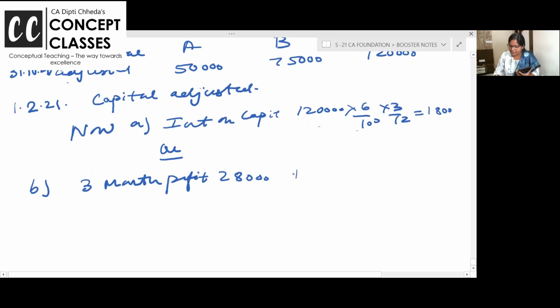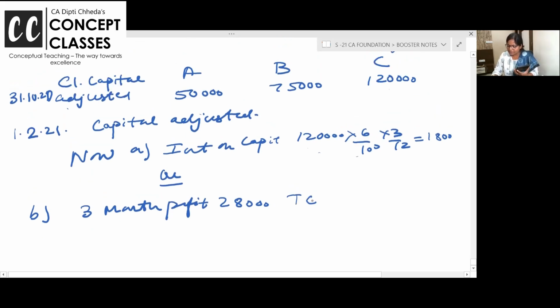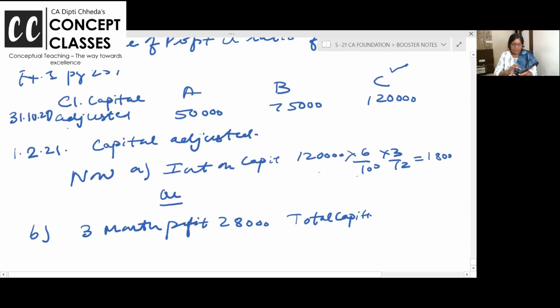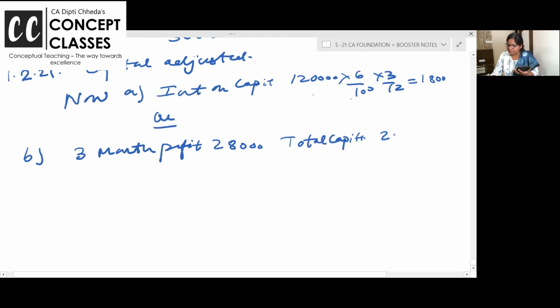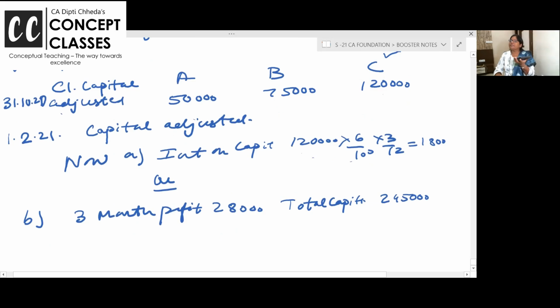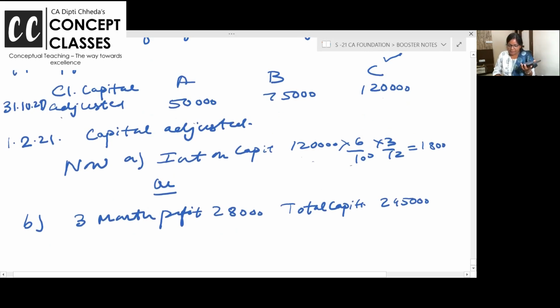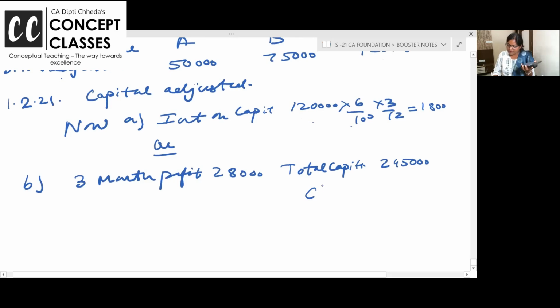3 months profit is 28,000. And what is the total capital? I am writing TC, you all write total capital. What is total capital? 50,000 plus 75,000 plus 120, 2,45,000. Total capital is 245. In that, how much is C's capital?